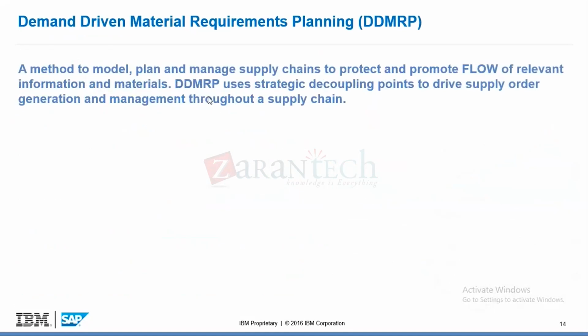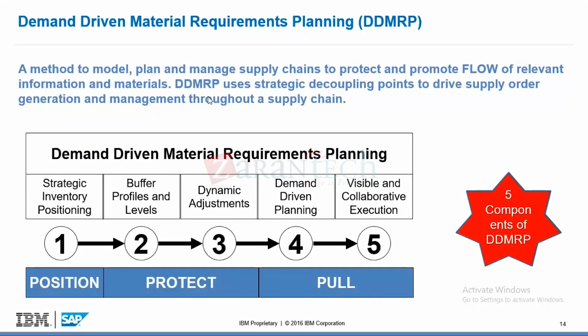So demand-driven MRP is a model. It plans and manages supply chains to protect and promote the flow of relevant information and materials. DDMRP uses strategic decoupling points to drive supply order generation and management throughout a supply chain. So DDMRP has 5 components. First is the strategic inventory positioning. That means there has to be a strategic decoupling.